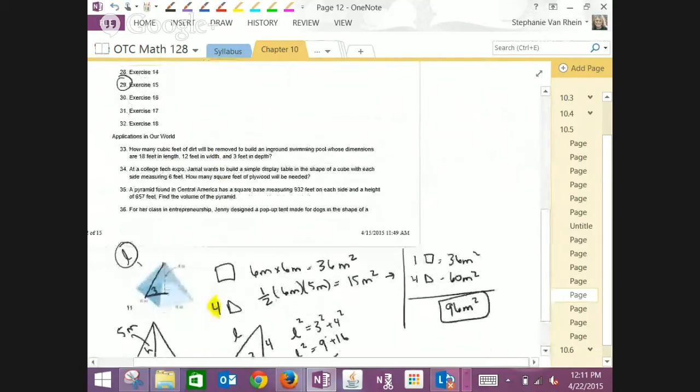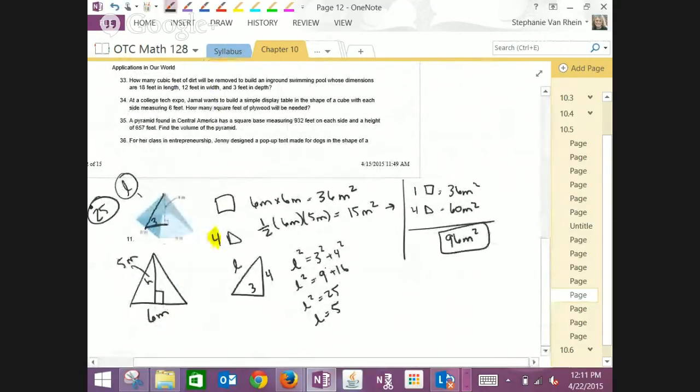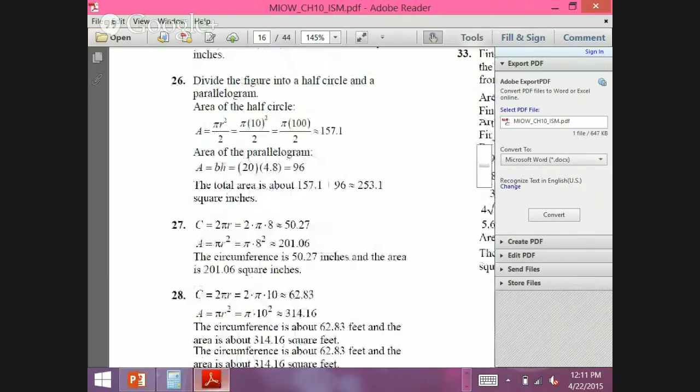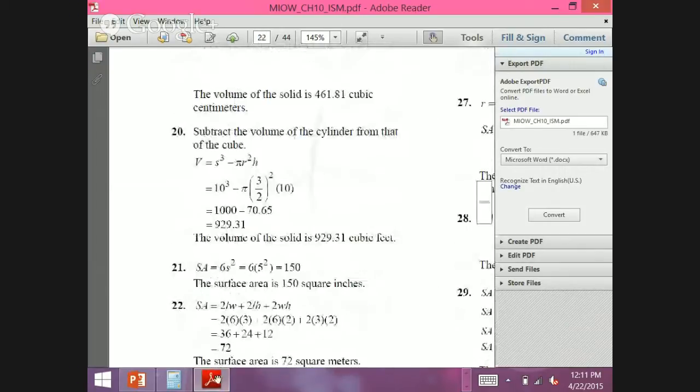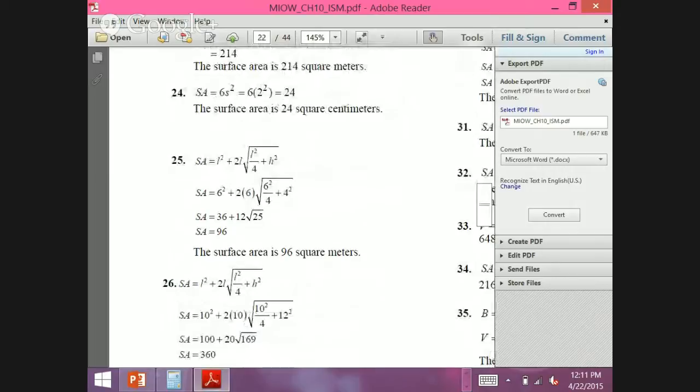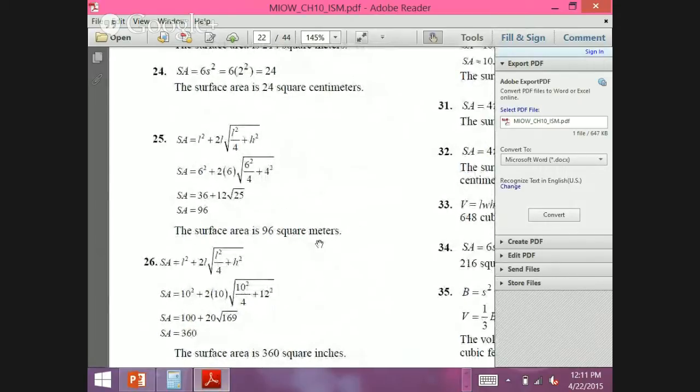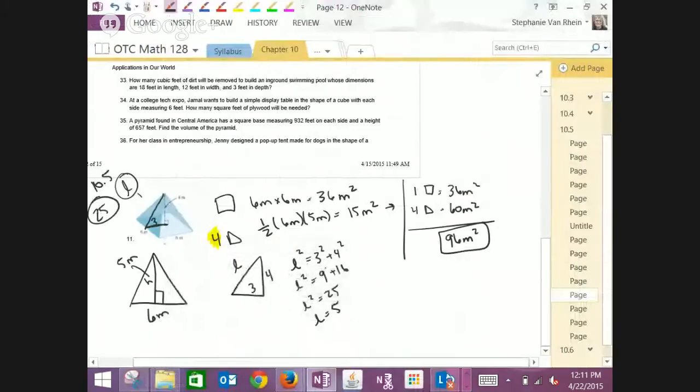This is number 25 on 10.5, and we get 96 square meters. Ignore their notation, it's a little more complicated. It's probably easier just to break it up than to use the formula that they give you. Yeah, the formula they give you is a simplification.